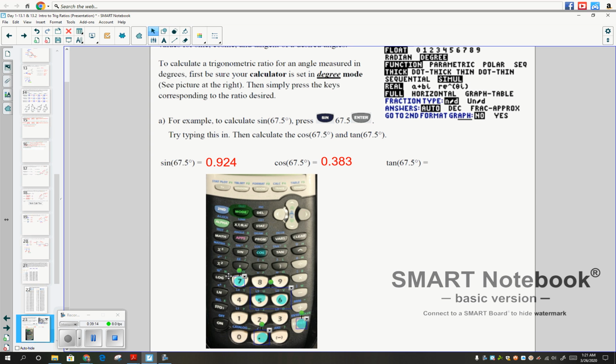But some of the calculators do require, like the calculator on your phone. If you're using the phone calculator, or one of those that I always call the backwards one, you have to type in the degree measure first, then hit sine, cosine, or tangent.